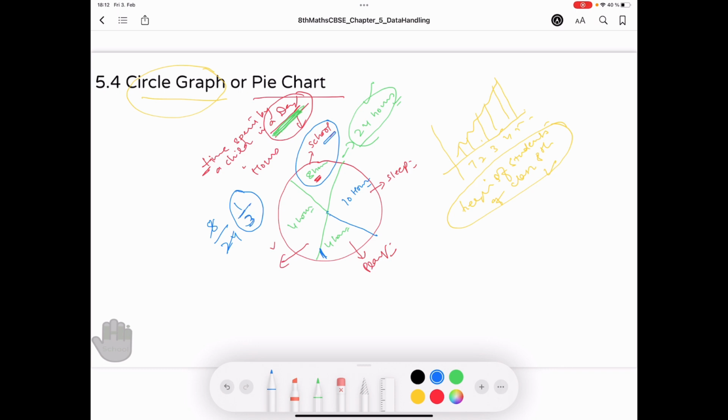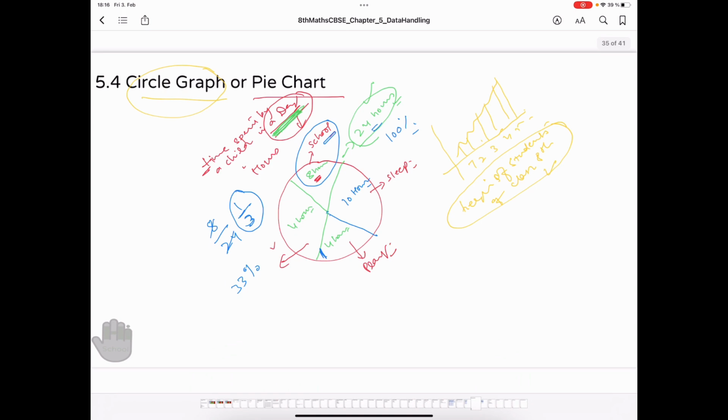Let's say the total time in a day is 24 hours, which is 100% of the time. Then 1/3 of the total time is 33% or so. So a child spends 33% of a day in school according to this graph. This way we can deduce different numbers out of the circle graph, or pie chart.